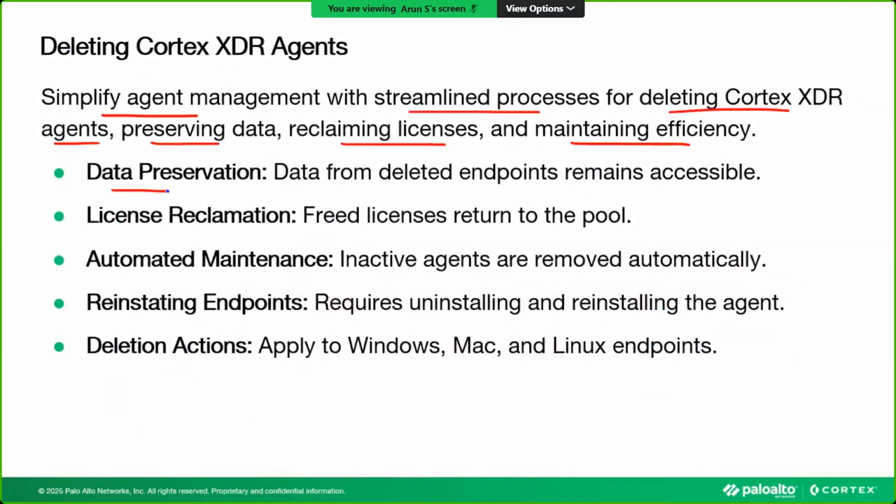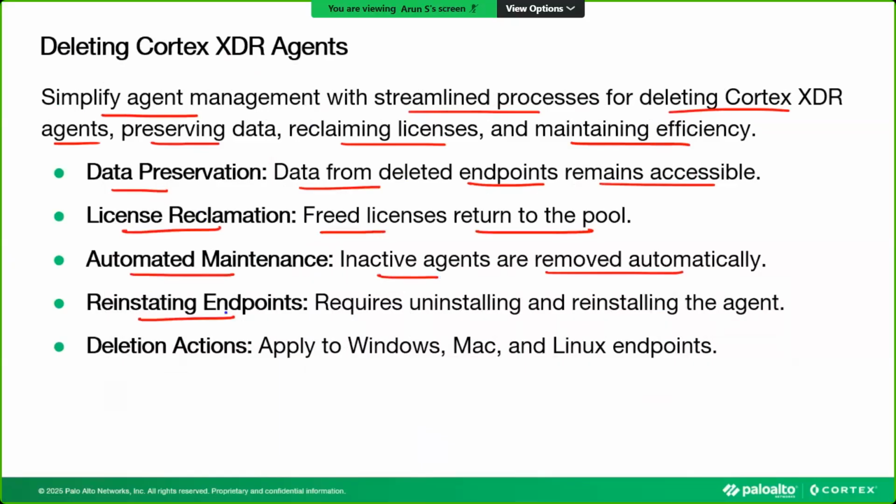So data preservation means data from the deleted endpoints, even if the endpoint is deleted, the data we collected from the endpoint will be available. License reclamation: once you delete it, whatever license was used for that endpoint will be released, and it is going to return to the free pool. So the next time you are installing one more agent, this license will be used. You have automated maintenance. Inactive agents are removed automatically. If they are inactive for a certain period of time, they will be automatically removed.